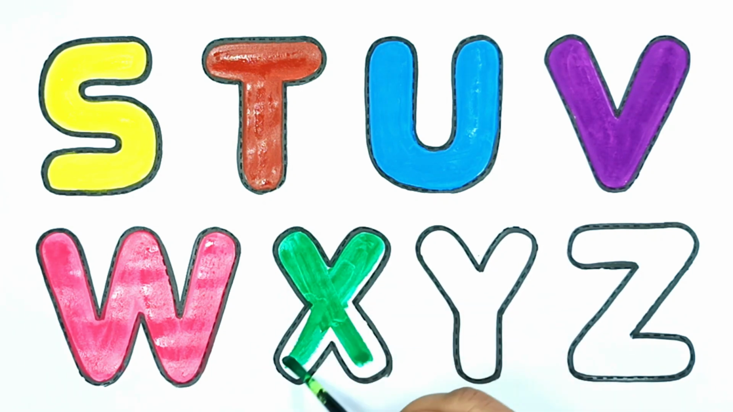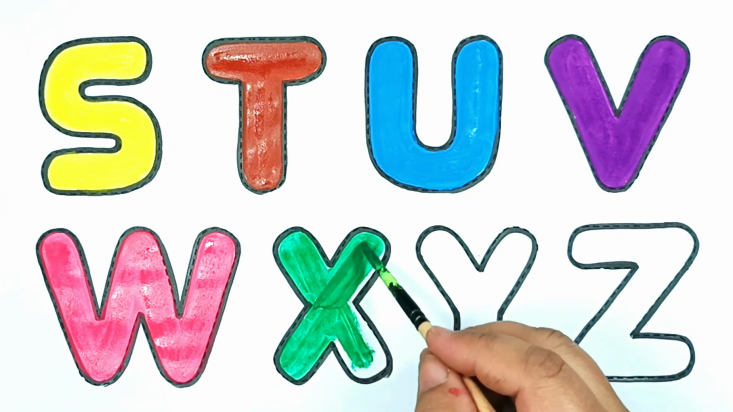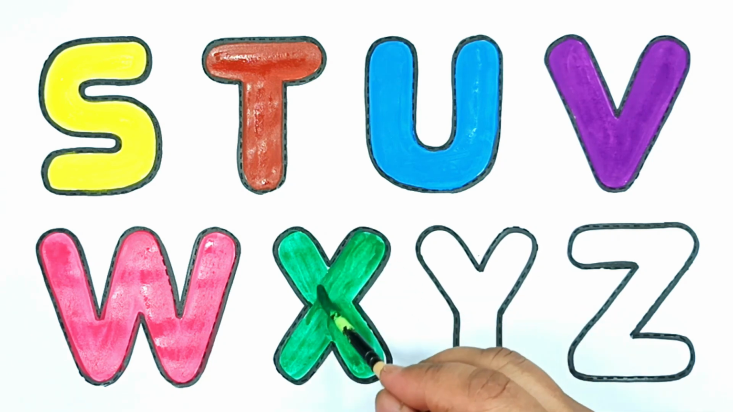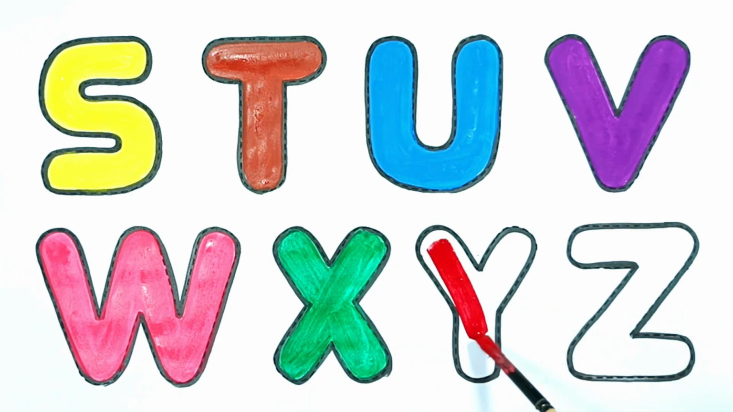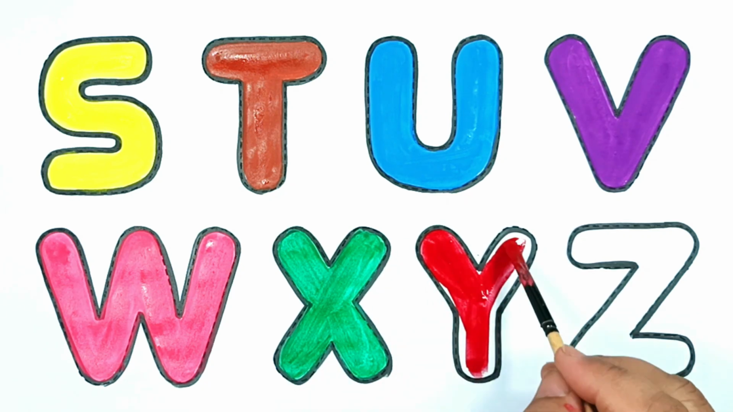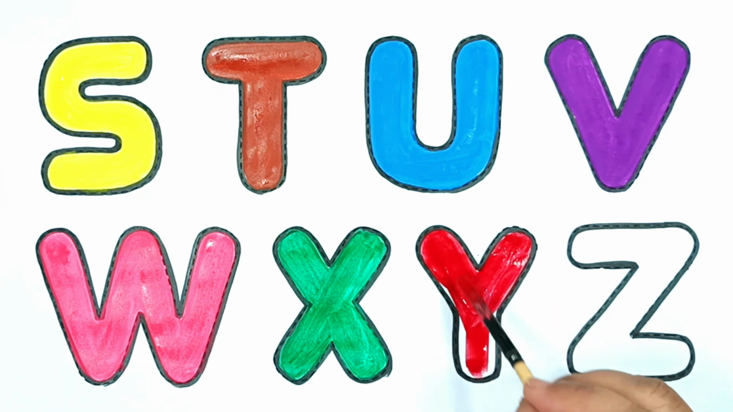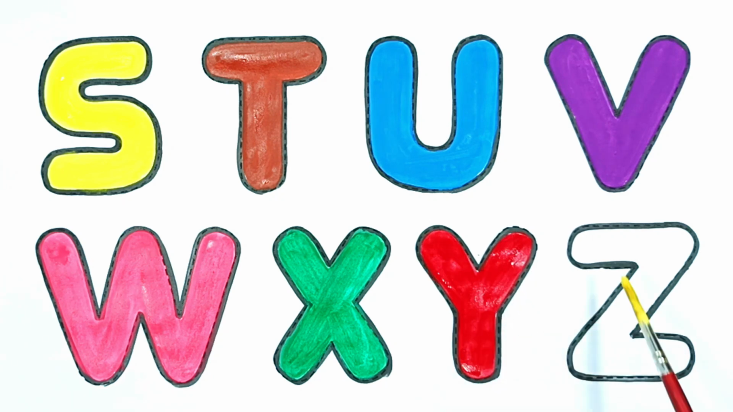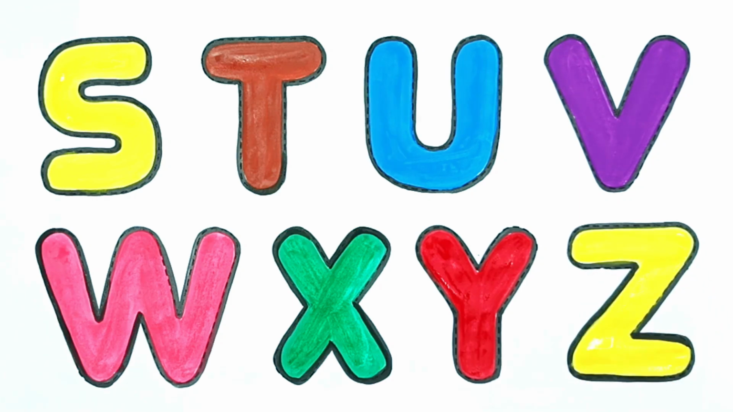X axe, X fox. X is for xylophone, play it today. Y for yo-yo. Y for yacht. Y is for you, now you know how it goes. Z for zebra. Z is for zipper, open and closed.